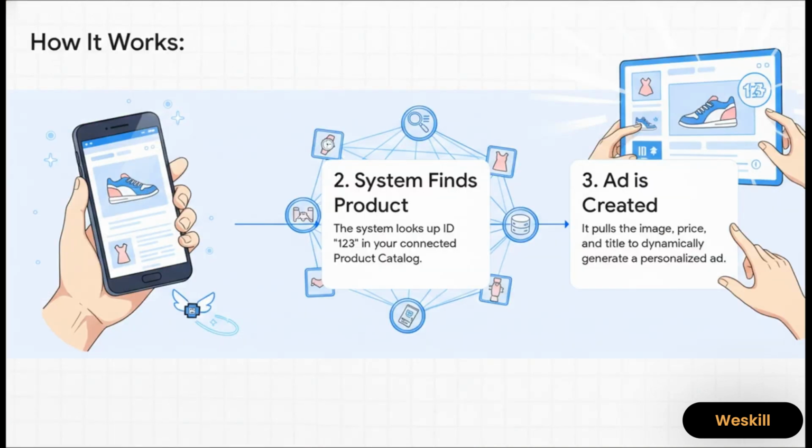So how does the system even know what to show? Well, first, the Meta pixel on your website keeps track of what people are doing. Let's say someone views a product with the ID 123. The pixel instantly sends that little piece of information back to Meta. The system then looks up product 123 in your catalog, grabs its picture and price, and assembles a custom ad on the fly just for that one person.